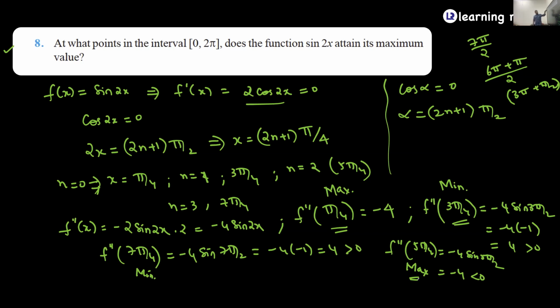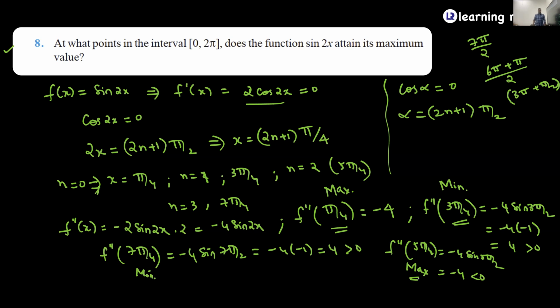Okay. Since it is closed interval 0 to 2 pi, I would suggest you to check at 0 and 2 pi also. What is sine 0? 0. Sine 4 pi is also 0. So the maximum value is not going to be 0. It will be greater than that. You know what is the range of sine, right? It is between minus 1 to plus 1. So to put it simple, at pi by 4 and 5 pi by 4, sine 2x will take the value of 1.